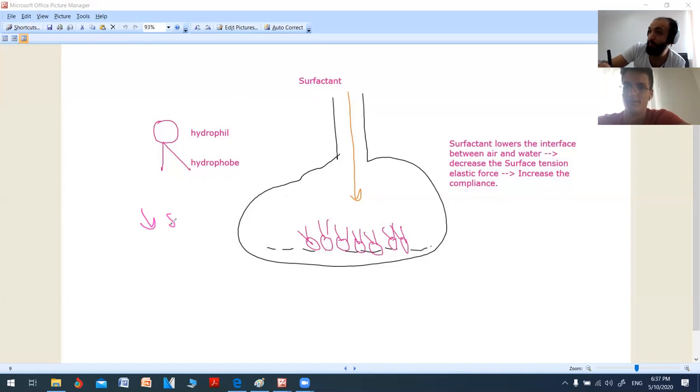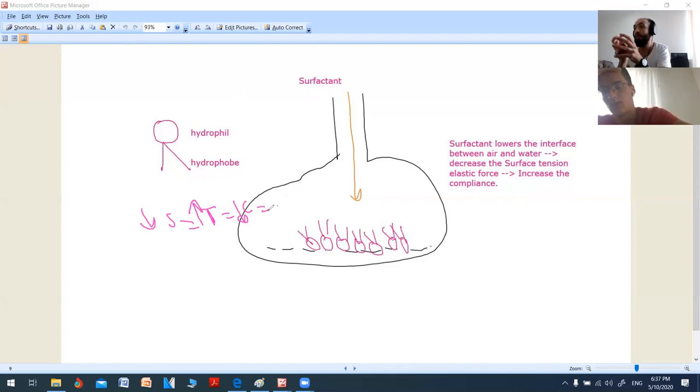Lower surfactant. So how is its compliance? No, how is its surface tension? Surface tension is higher. So its compliance is lower. So this kid may not open its alveoli. He cannot extend his lung. So this will be called what? Respiratory distress of the newborn. So this newborn has to stay in the hospital to be taken care of, to give him surfactant, to help him breathe until he has sufficient what? Surfactant. You understand?